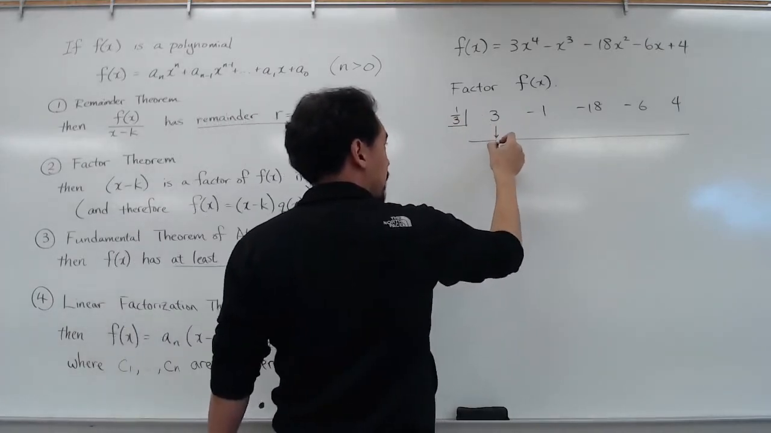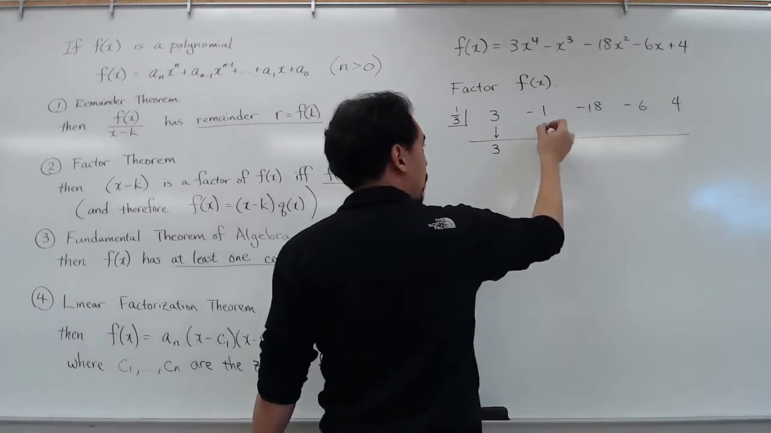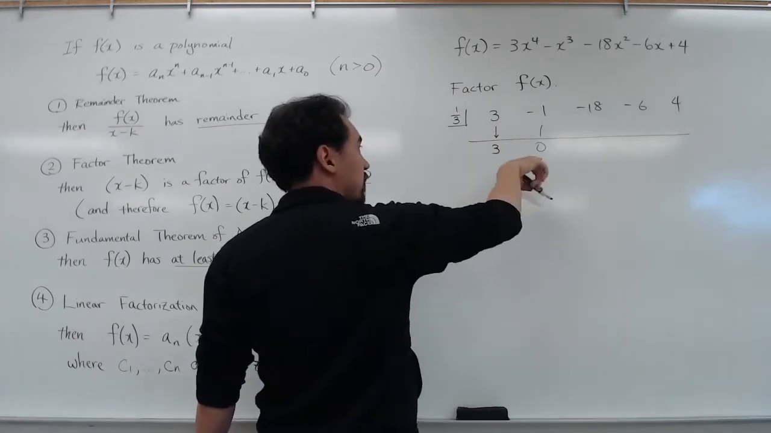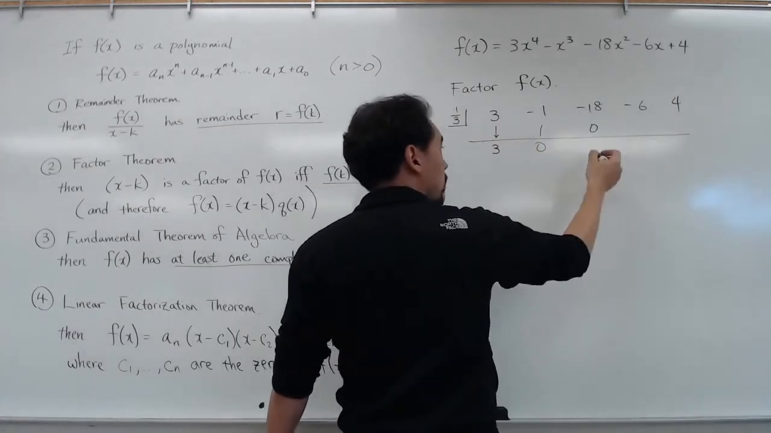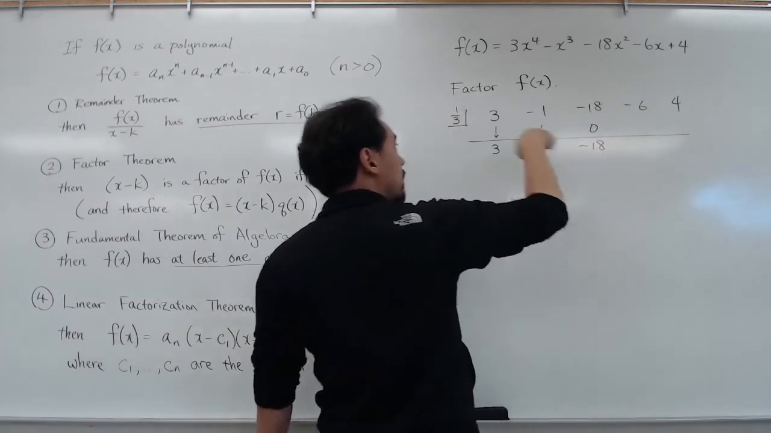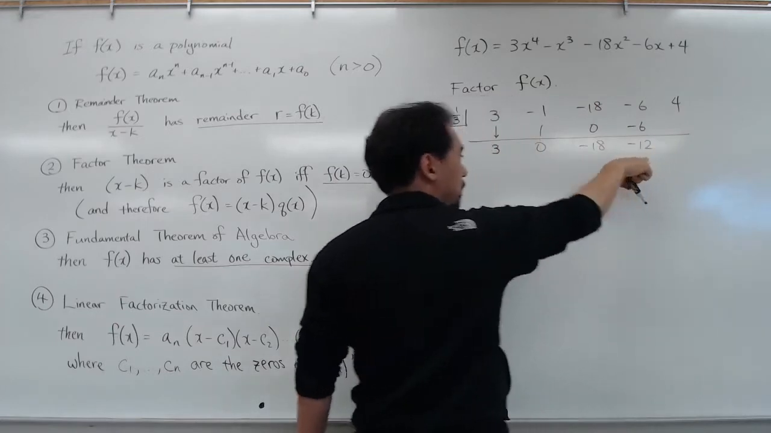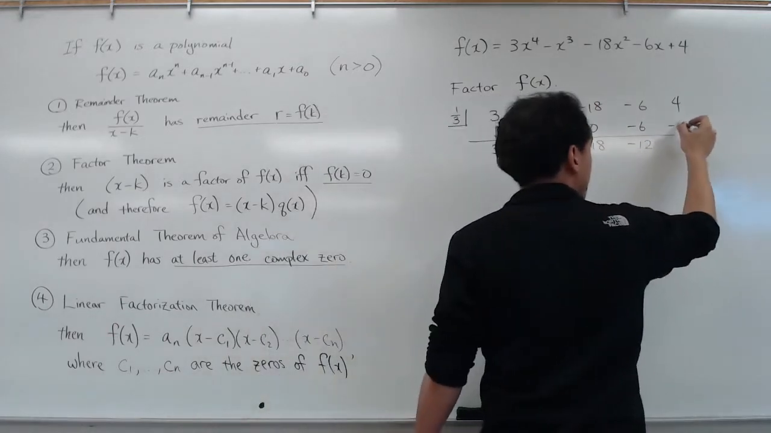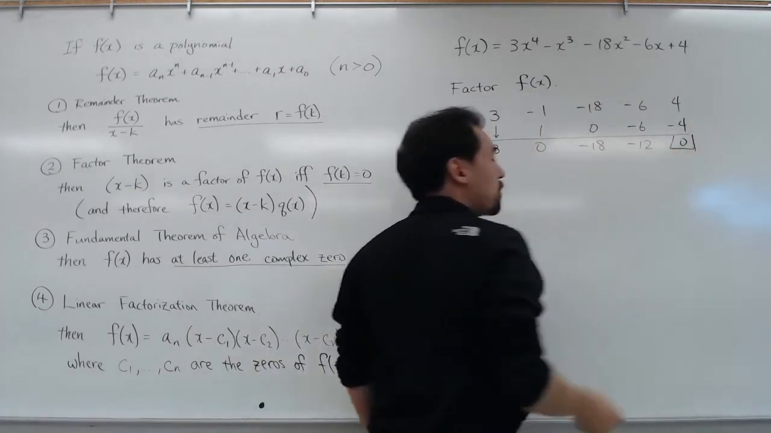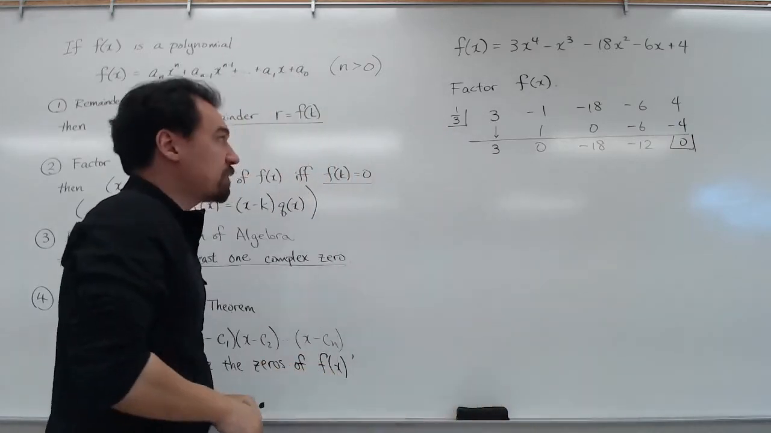So the 3 comes down. 3 times 1/3 is 1. You add those together, and I get 0. 0 times 1/3 is 0. You add them together, you get negative 18. Negative 18 times 1/3 is negative 6. You add these down, negative 12. Negative 12 times 1/3 is negative 4, and you get 0 remainder at the end. So we are successful. Okay.